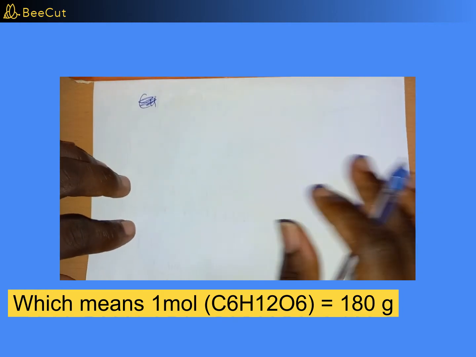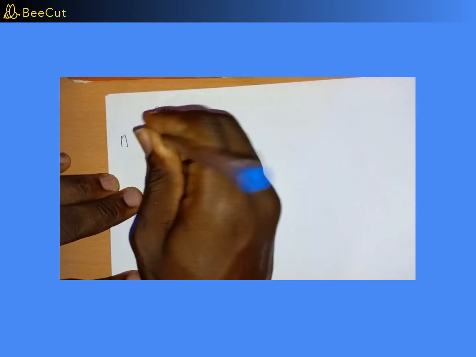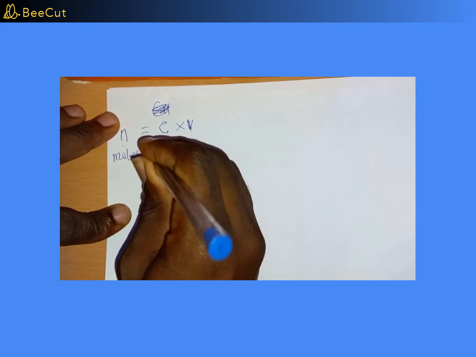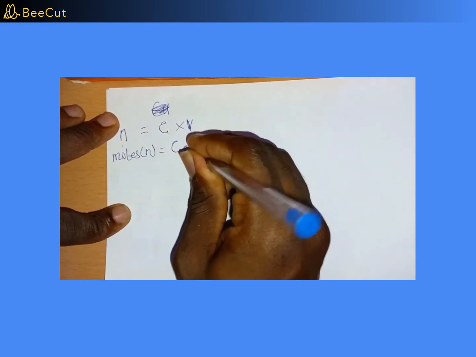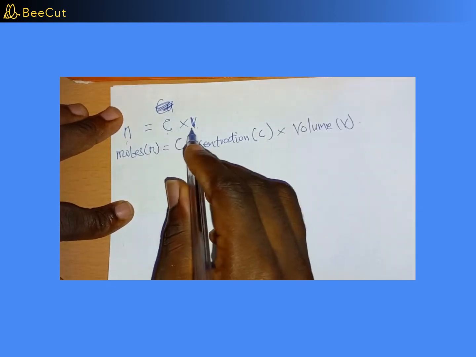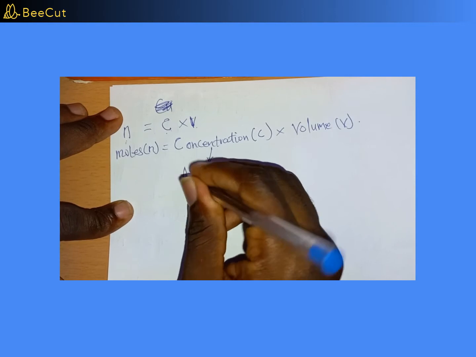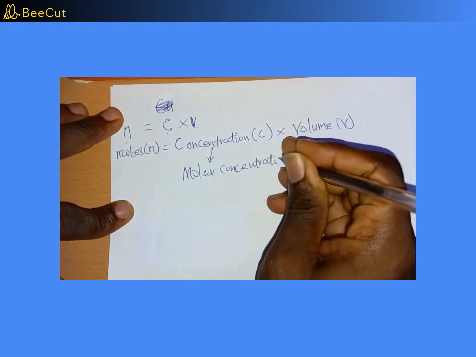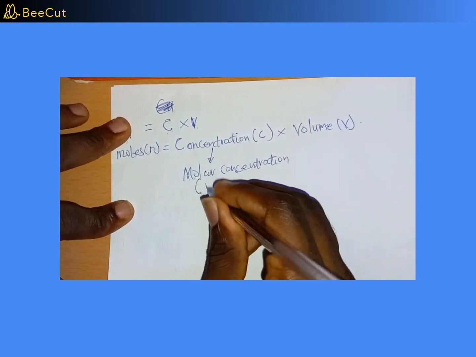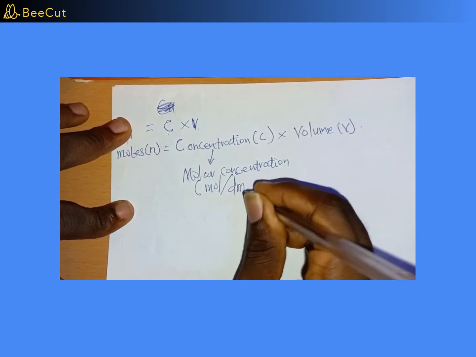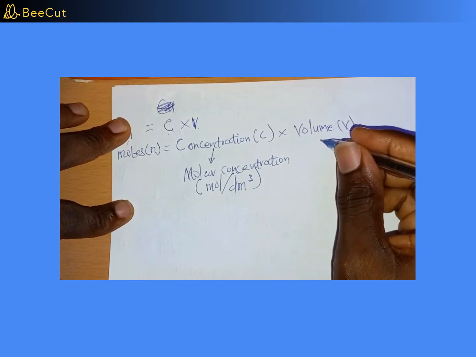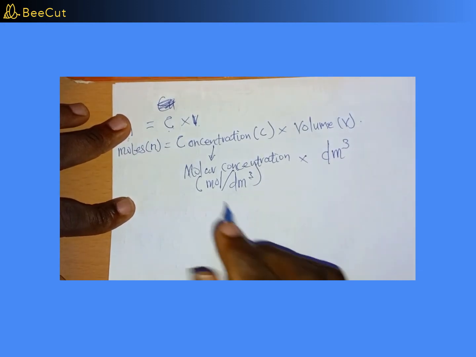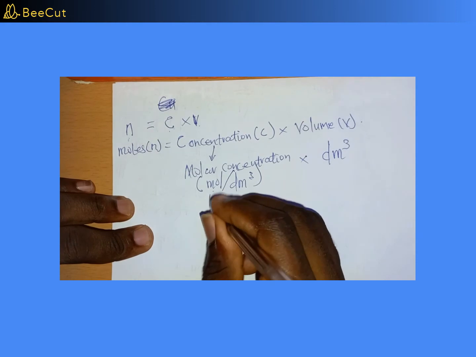The next formula I would like you to look at is number of moles is equal to concentration times volume. The moles, to bracket N, is equal to concentration multiplied by the volume. The concentration here we are looking at is the molar concentration, and it's always in mole per dm cube, and this one is always in dm cube. So it's either you see it mole per dm cube or you see it to be molar, capital M.